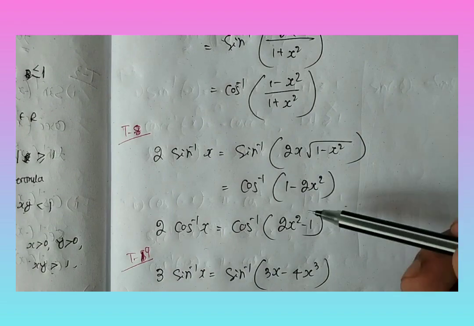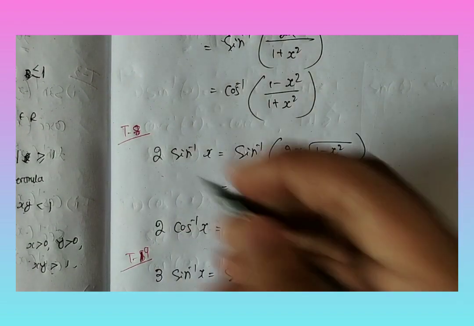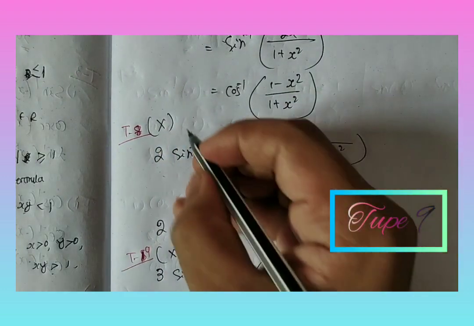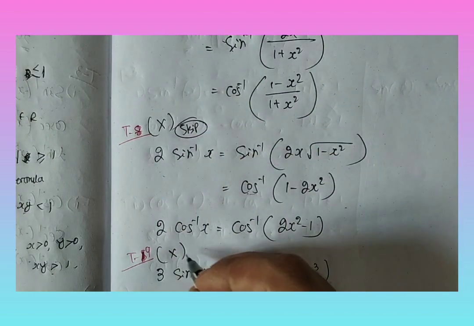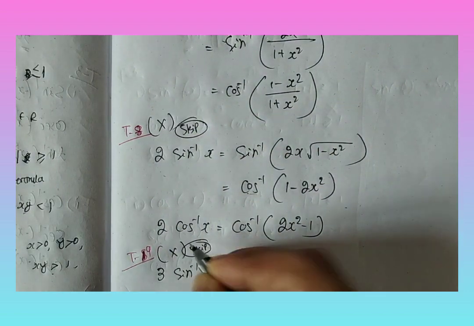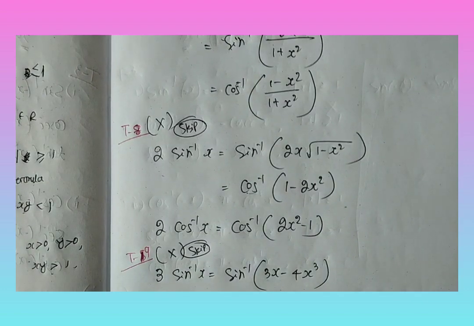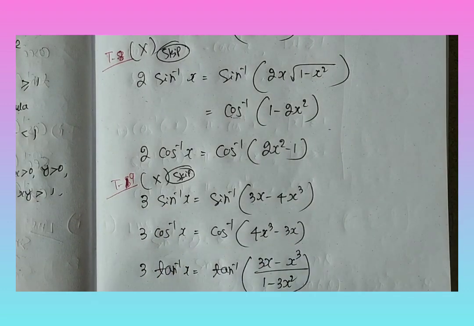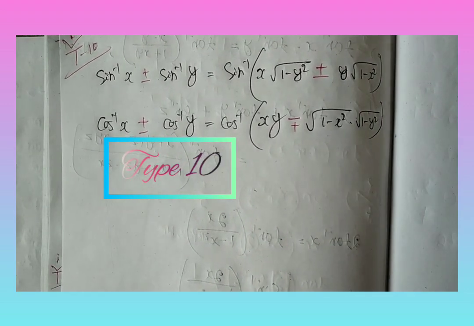And type 8, 2 sine inverse x in terms of sine and in terms of cos. You can skip it. Also type 9, you can skip it. Also this is skip. Only type 5, 6 and 7 are very important. And type 9 contains 3 sine inverse x, 3 cos inverse x, 3 tan inverse x formulas in terms of sine, cos and tan respectively. Last formula of this chapter, type 10.